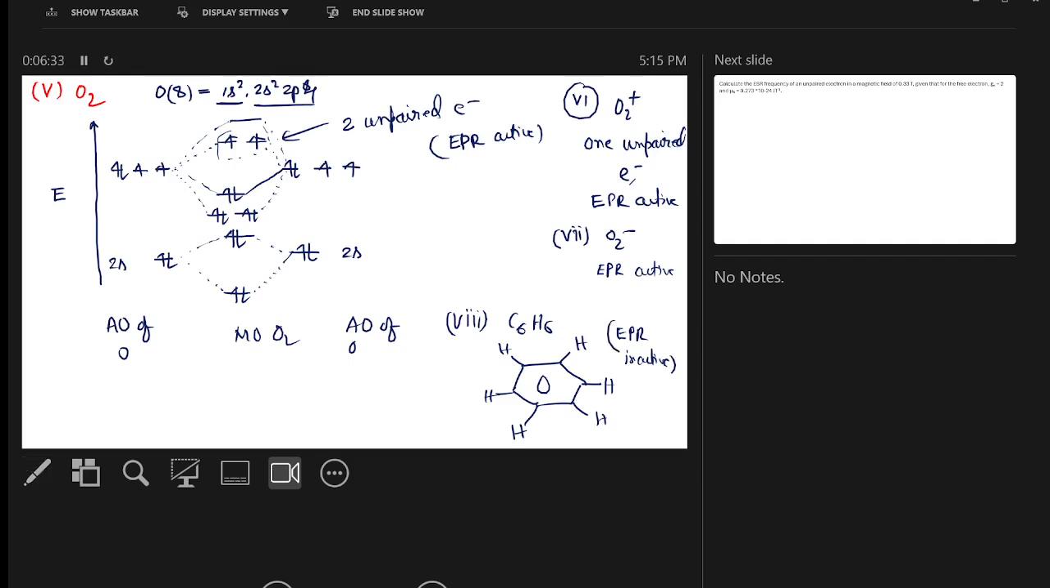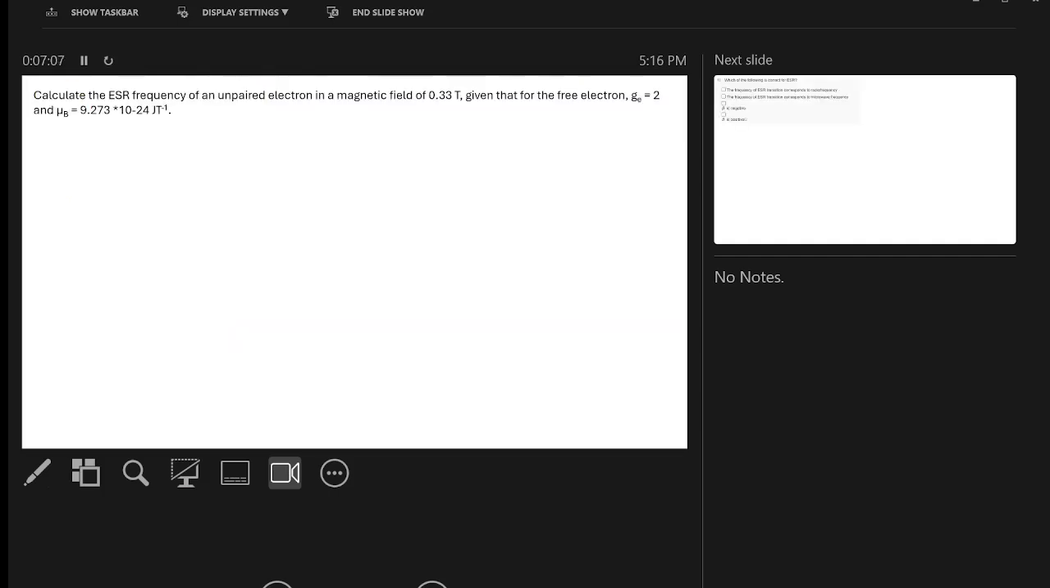So from this discussion, we understood that the species, molecule, ion or radical must have one or more unpaired electrons. Then only it will show an EPR spectrum. So if we are doing EPR of some sample and we get a spectrum, we can conclude directly that there must be some unpaired electron in the unknown sample. Okay. Now coming to the next question.